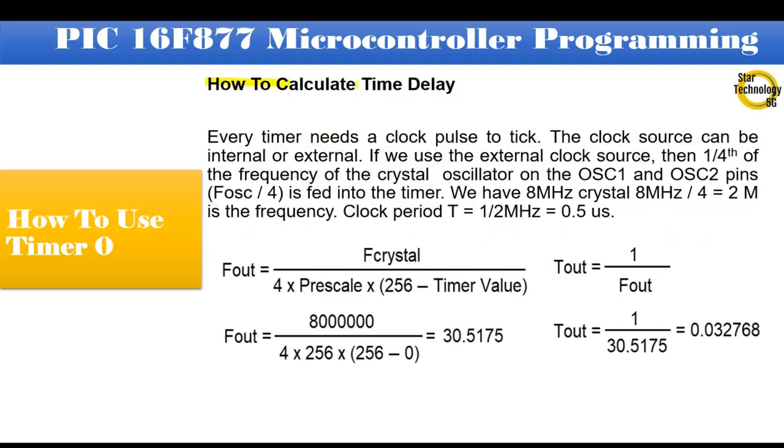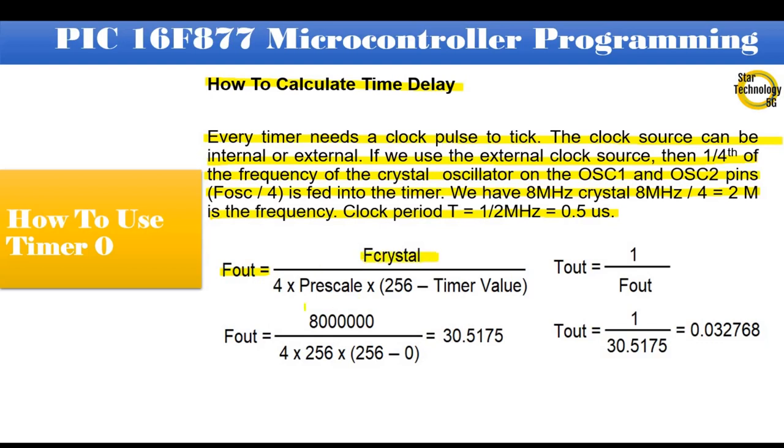How to calculate time delay. Every timer needs a clock pulse to tick. The clock source can be internal or external. If we use the external clock source, then 1/4 of the frequency of the crystal oscillator on the OSC1 and OSC2 pins, F oscillator/4, is fed into the timer. We have 8 MHz crystal, 8 MHz divided by 4 equals 2 MHz is the frequency. Clock period T equals 1 divided by 2 MHz equals 0.5 microsecond.